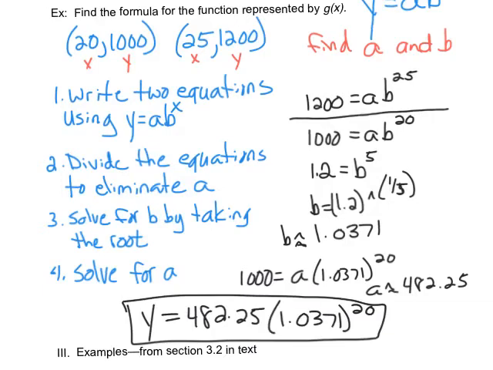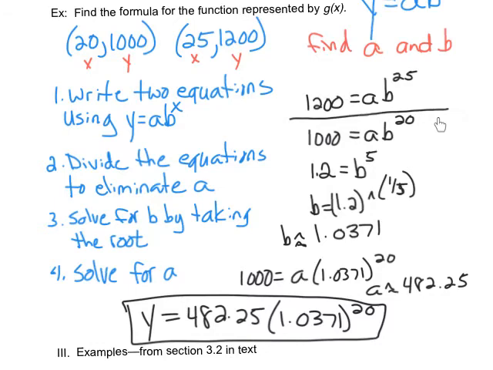So just to review that, you have two coordinates, x, y, x, y. Be careful. Sometimes the x values are going to be larger than the y values. You've got to be careful with what I give you. You have two coordinates. You set up your two equations. Y is equal to ab to the x. Y is equal to ab to the x.